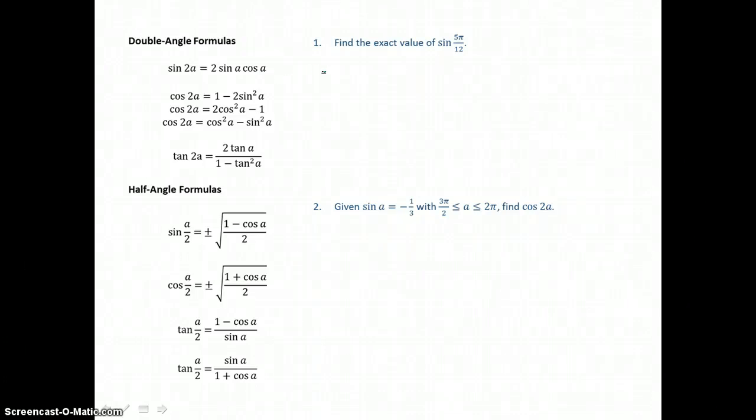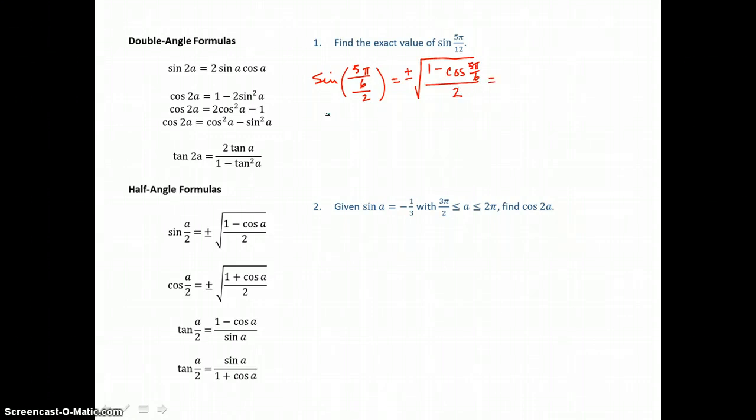Since 5 pi over 12 isn't a special angle, I'm going to rewrite that sine of 5 pi over 12 as the sine of 5 pi over 6 divided by 2, because they are equivalent. That way I have the sine of a half angle, and I can replace that with plus or minus the square root of 1 minus the cosine of that angle, 5 pi over 6. And 6 does create a special angle.